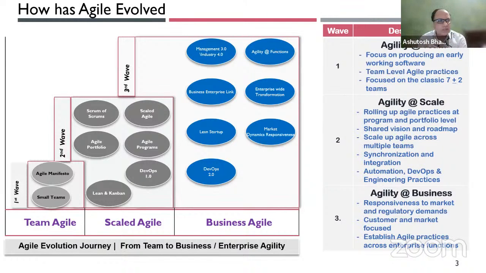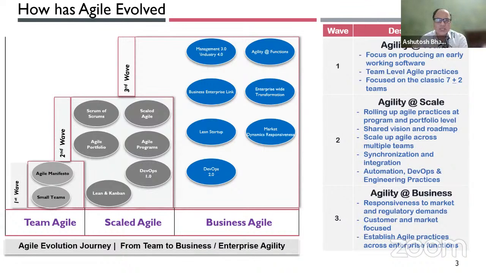we started with smaller teams, right? We had this manifesto for agile software development, which came into existence. We had smaller teams. We had scrum masters who were coaching the team. And just like they say, everything starts on a smaller note. So we started with smaller elements around it. That was what 2001 was. That I would call the team level agility. We are trying to bring about practices at a small team level.